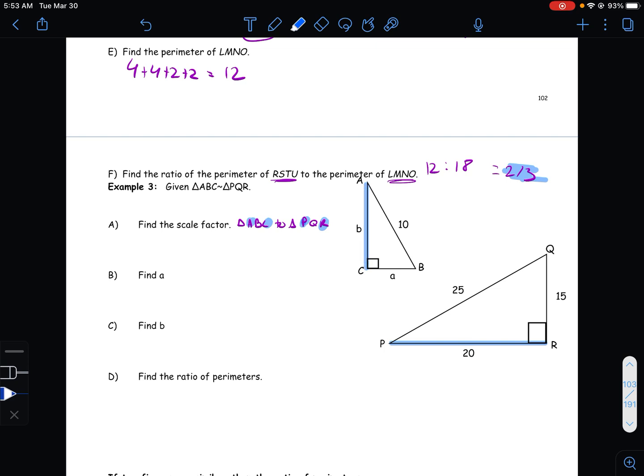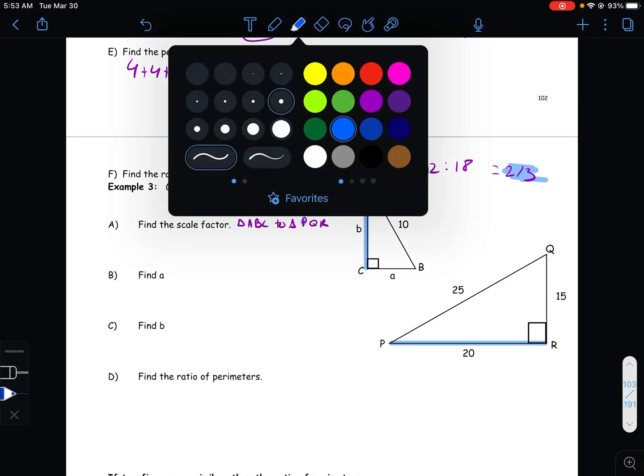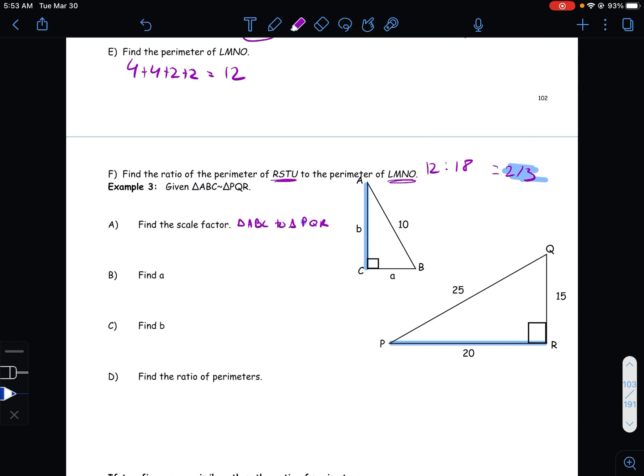Oh, just kidding. We can't use that. There's an unknown side. Let's pick another side then. How about we'll do the hypotenuse here. So we'll do AB, which is the first two. It's going to go with PQ. All right. So we're going to put PQR on top. So we're going to do 25 over 10. And when I do that, I get 2.5. All right.